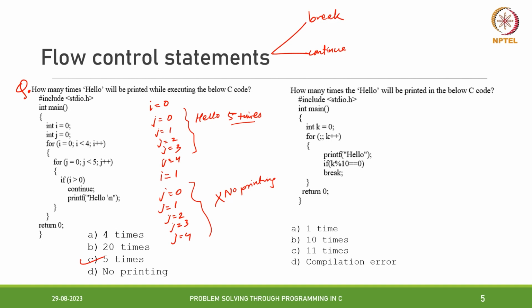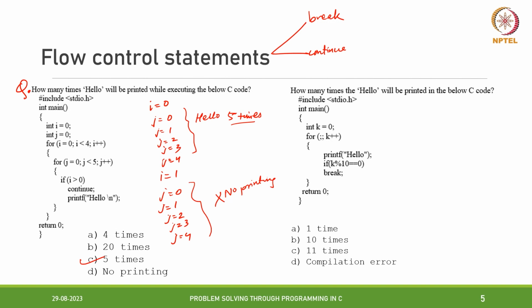Now for each of them, this condition is not satisfied. i is 0, so i greater than 0 is not satisfied, so the continue will not be executed. So in each of these 5 cases you will have hello being printed. That is clear, right? Why it is being printed 5 times? Yes, sir.